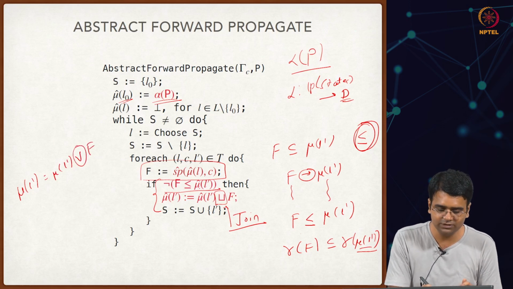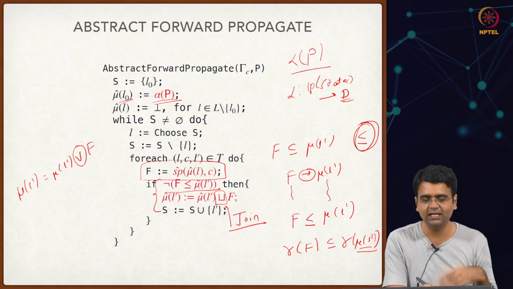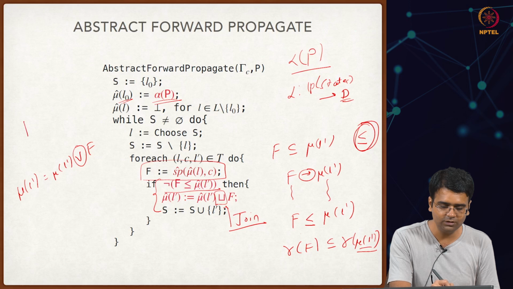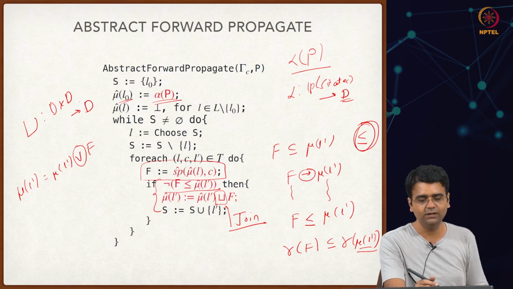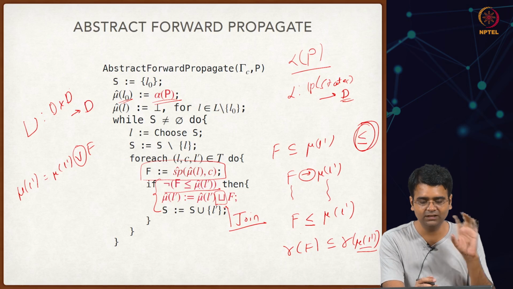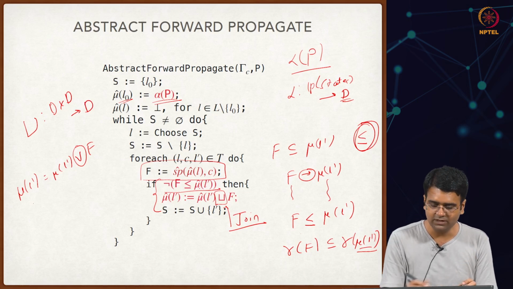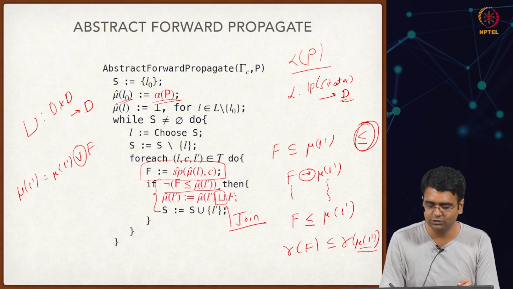So we were using disjunction here. But now I cannot use disjunction because F and mu hat of L prime are no longer formulas. They are elements of the abstract domain. So I'm going to define this operator which I call a join operator, and this is going to be a binary function over elements of the abstract domain. It takes as input two elements of the abstract domain and computes their join. So mu hat of L prime will be updated to mu hat of L prime join with F.